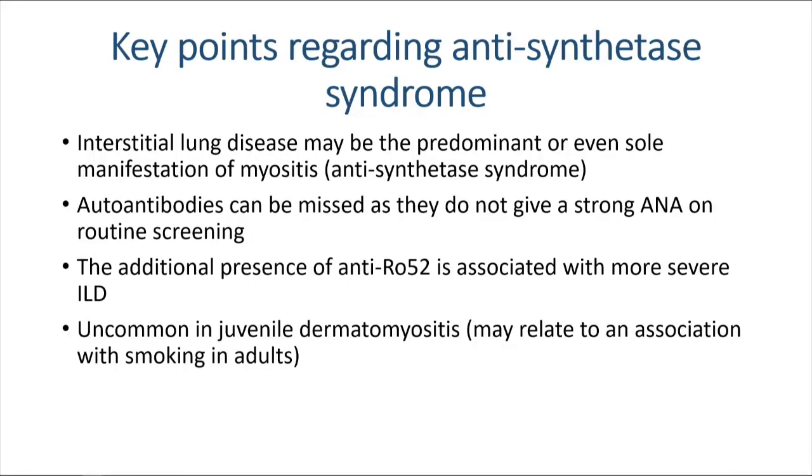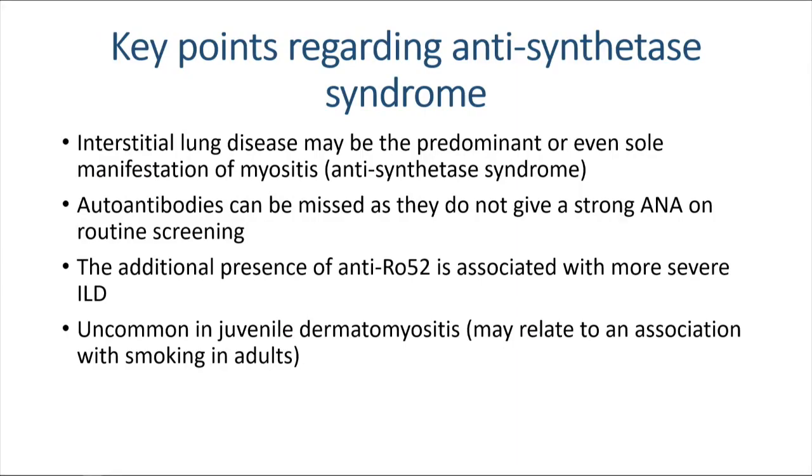So the key points, really, were interstitial lung disease. It may be the predominant or even the sole manifestation of myositis. You have to be careful. These antibodies can be missed. As I've just alluded to before in the answer to that nice question, the additional presence of Ro52 tends to associate with more severe disease.